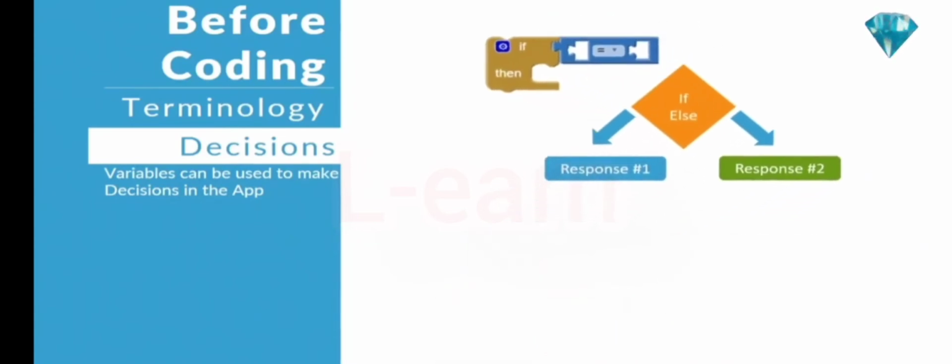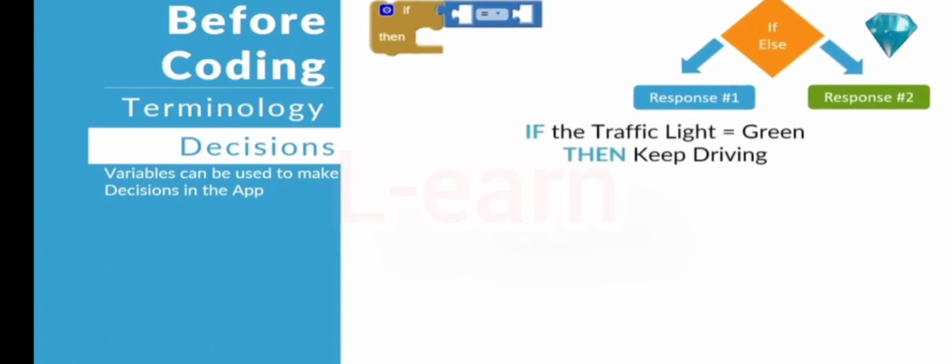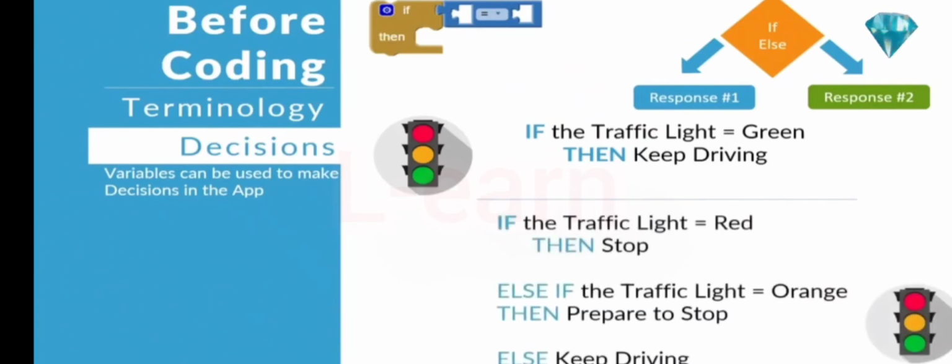So now let me break this down for you again, using again a real world example. And that is, of course, our traffic lights. So if the traffic light is green, then keep driving. This is simply our if the statement is true, then run it. So again, if we click on our little gear icon and we want to add in some ifs and elses, this simple code that we have here can also be broken down like this.